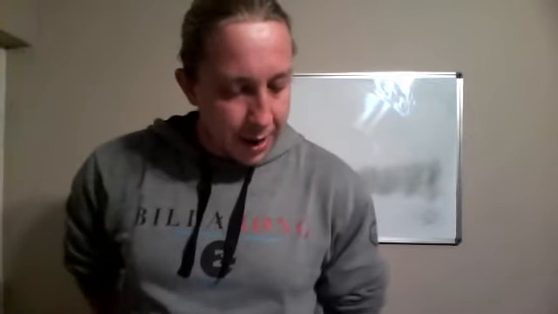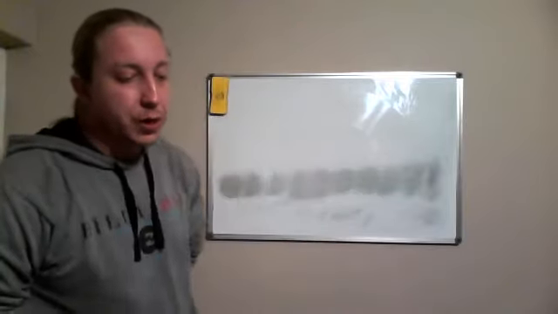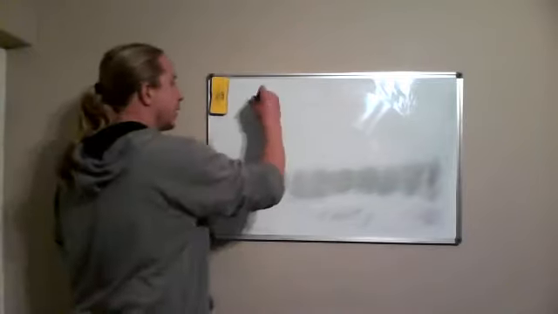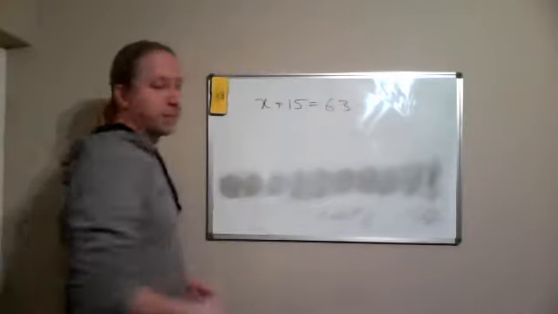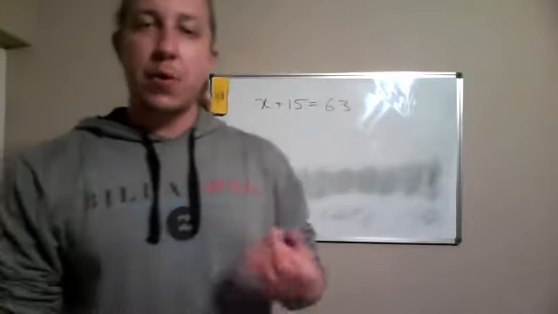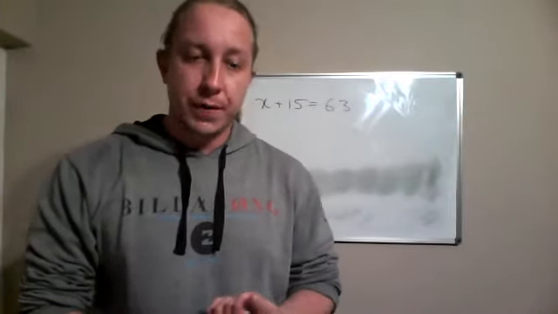Right, so let's do A. The sum of a number and 15 is 63. Find the number. So the unknown is x, so that's what we're going to use. So x plus 15 equals 63. Okay, so remember how we were doing this with expressions. Now we're doing it with equations, and we're solving the equation.